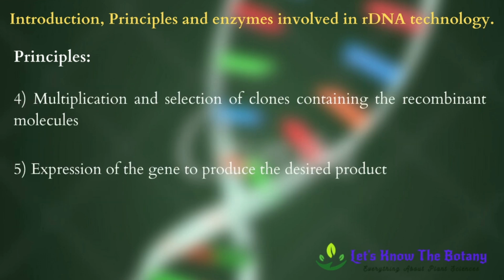Then the next principle, that is multiplication and selection of clones containing the recombinant molecules. The selected genome with chimeric DNA can be further multiplied various times with different technologies, like PCR technology, polymerase chain reaction technology. The multiplication of such recombinant characters is done as per the requirement of the experiment.